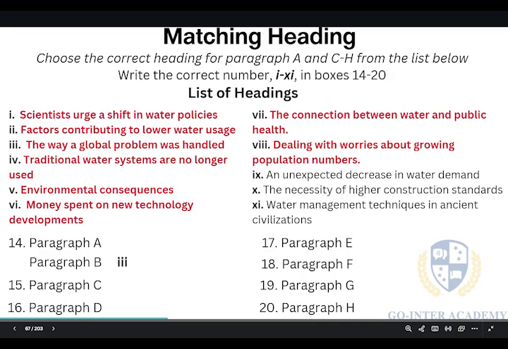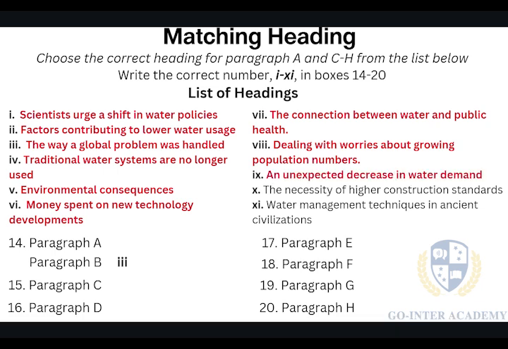Heading 8. Dealing with worries about the growing population numbers. There is some mention of growing settlements, but again, the focus is on water systems, not on population worries, so we take it out. Heading 9. An unexpected increase in water demand. Paragraph A did not talk about any drops in demand, so again, we are also going to take it out. Heading 10. The necessity of higher construction standards. This paragraph says Roman systems were already impressive. It doesn't say we need to improve or anything, so heading 10 does not fit as the heading of paragraph A.